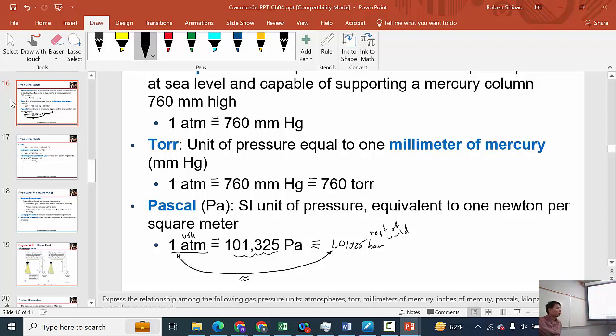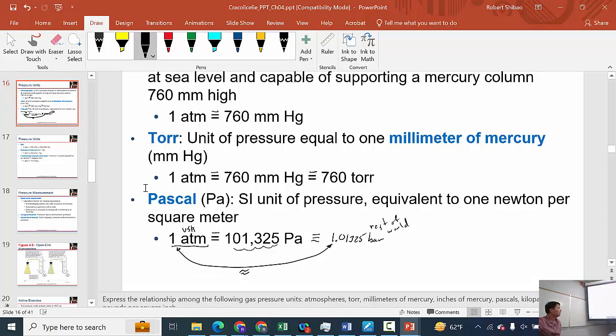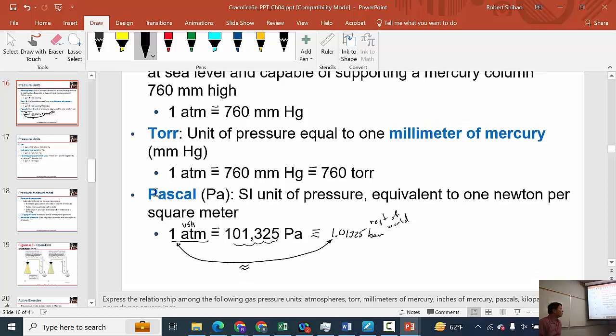What I mean by this is that 1 atmosphere is about equal to 1 bar. That's what I'm trying to say. They're about the same.